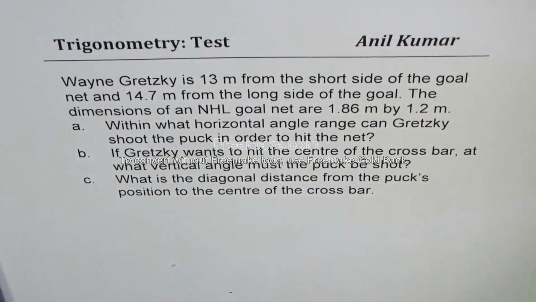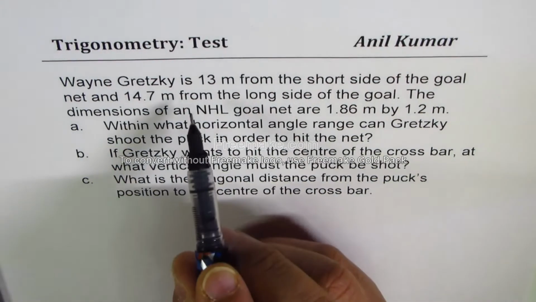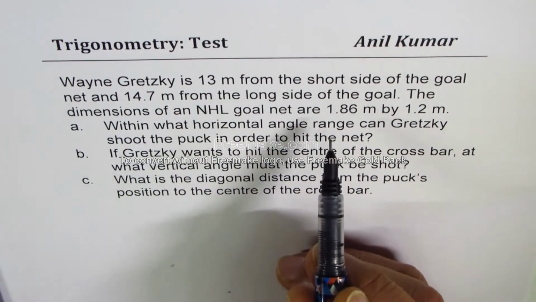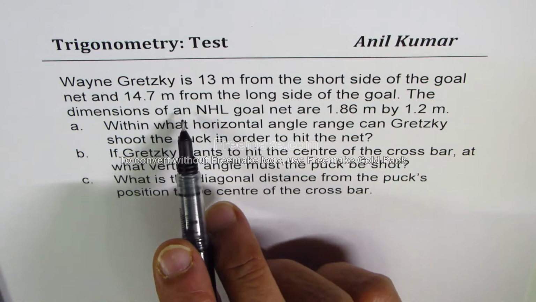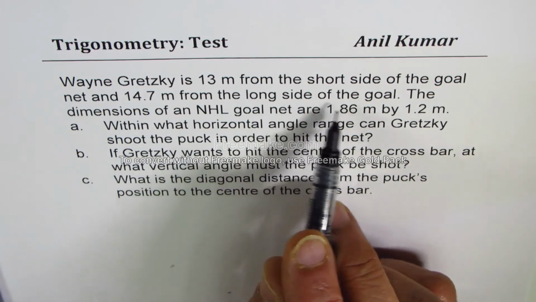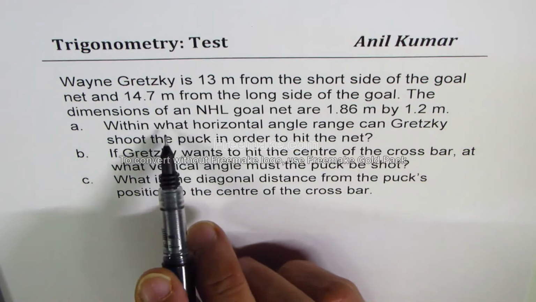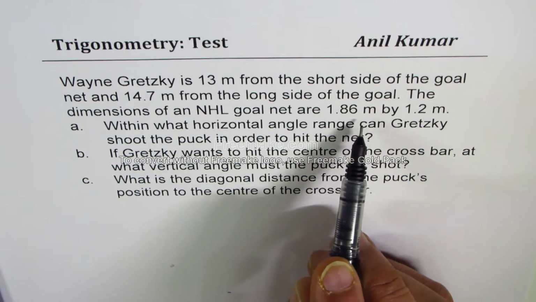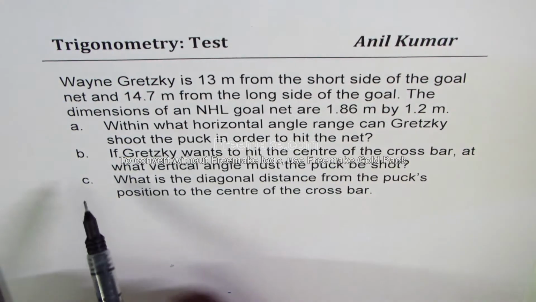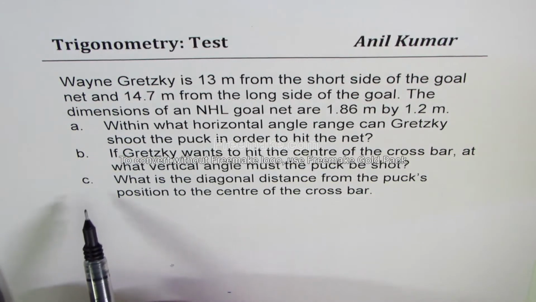The question here is: Wayne Gretzky is 13 meters from the short side of the goal net and 14.7 meters from the long side of the goal. The dimensions of the NHL goal net are 1.86 meters by 1.2 meters. We have three parts to this question.